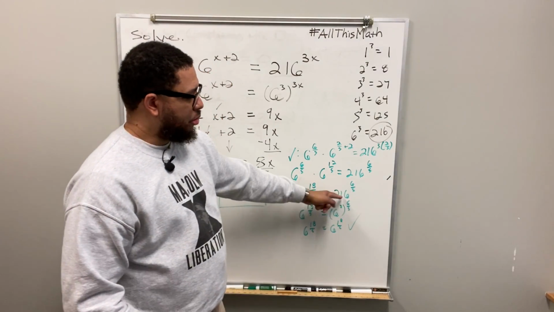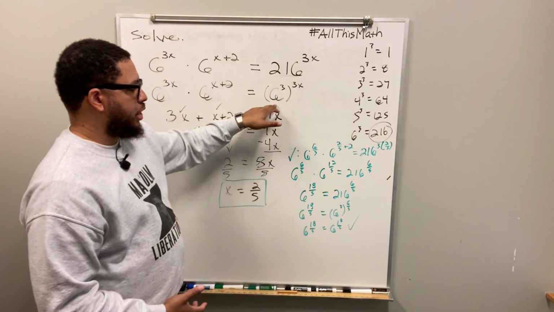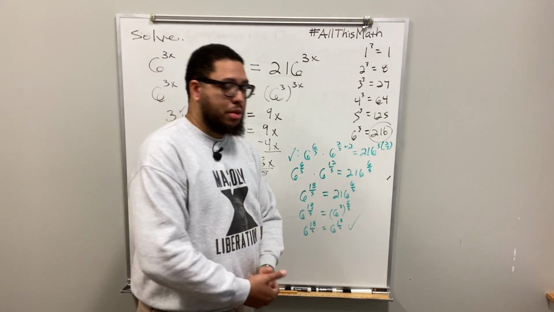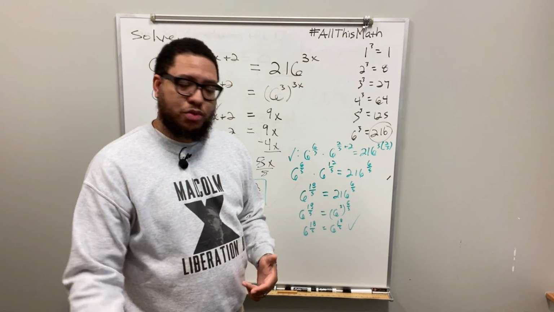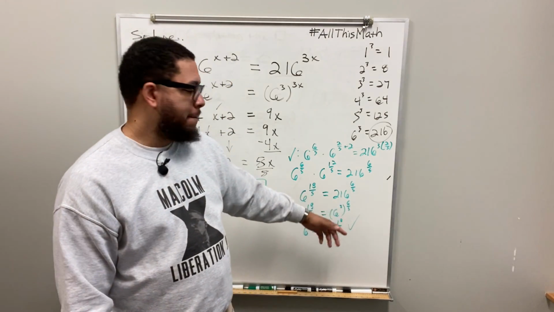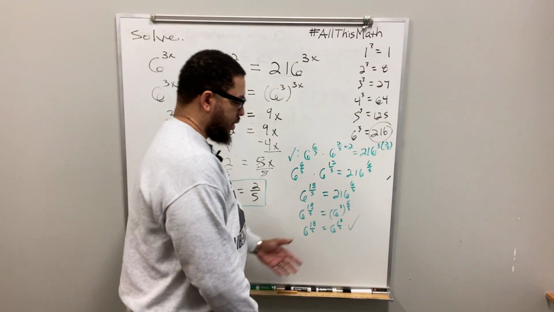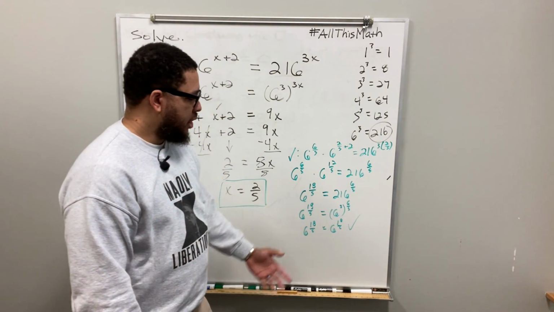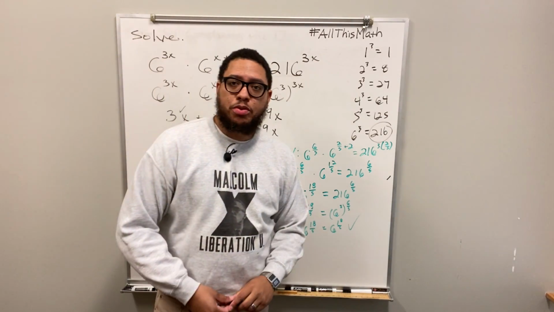That's why I'm going to break the 216 down into 6 to the third power, just like I did right here. And then once I do that, I'm going to apply another exponent rule, which is what I call the distributive exponent rule. I'm going to multiply the exponent outside by the exponent inside. 3 times 6 to the 5th gives me 18/5. So now I got my 6 to the 18/5 on the left, and I got my 6 to the 18/5 on the right. You know what I'm saying? So now, that's proof that we did it right.